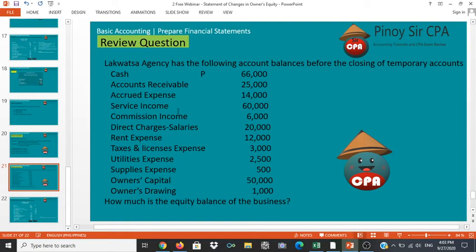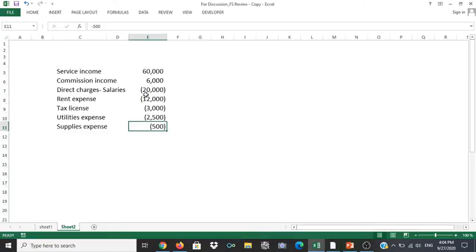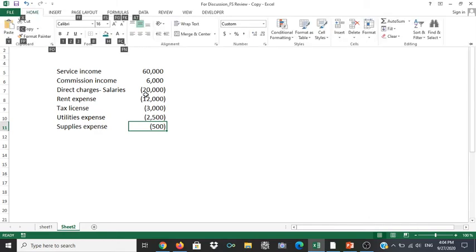Sir, meron pa kami nakita expense. Saan? Ito, accrued expense. Teka lang, is that an expense account? No. Hindi. Accrued expense is not an expense account. It is a liability account. So, hindi natin yan sinama. Okay? So, ito na yung detalye natin to get the net income.